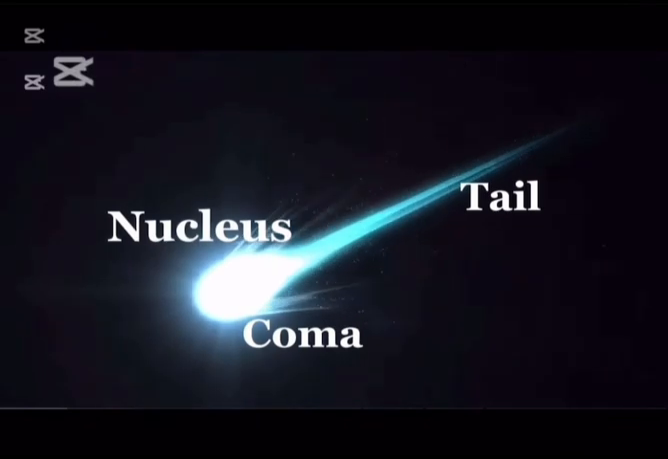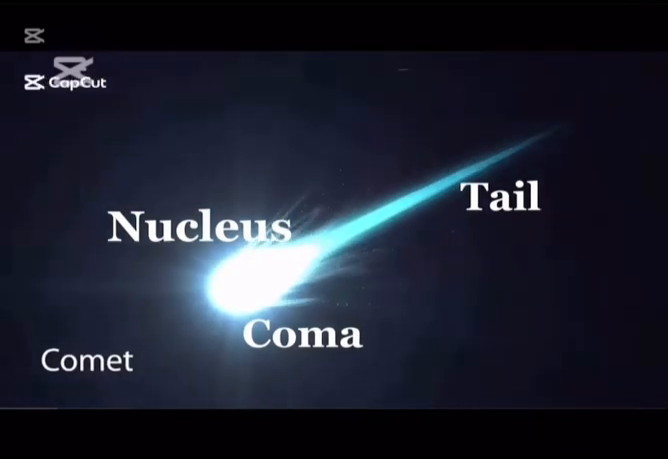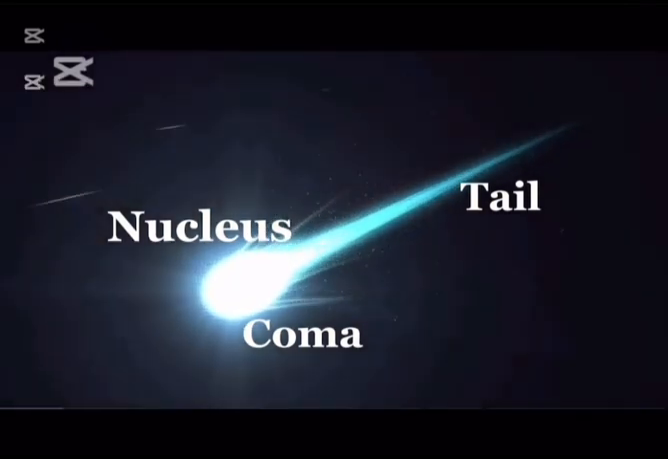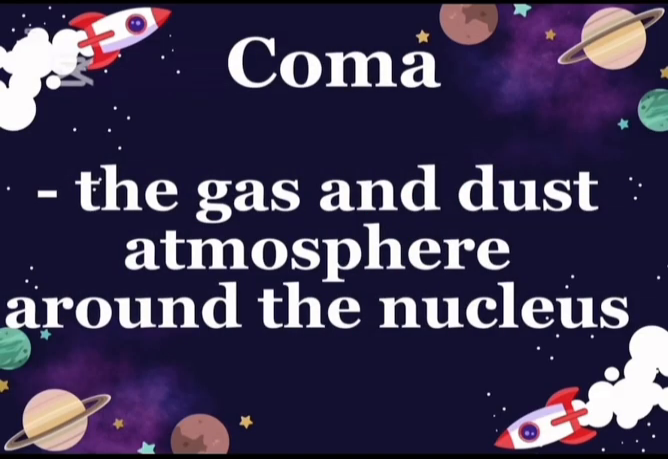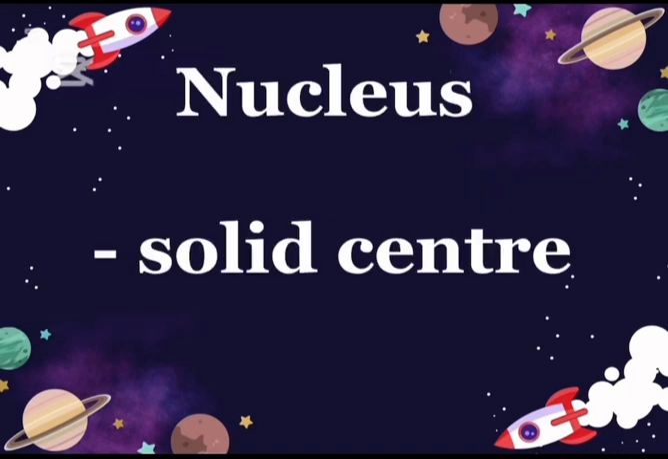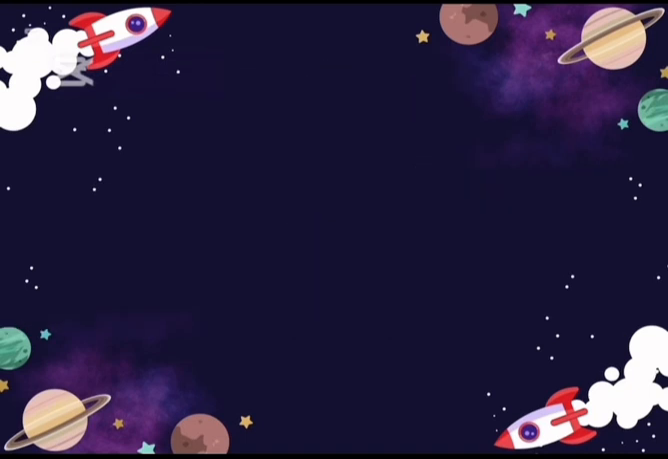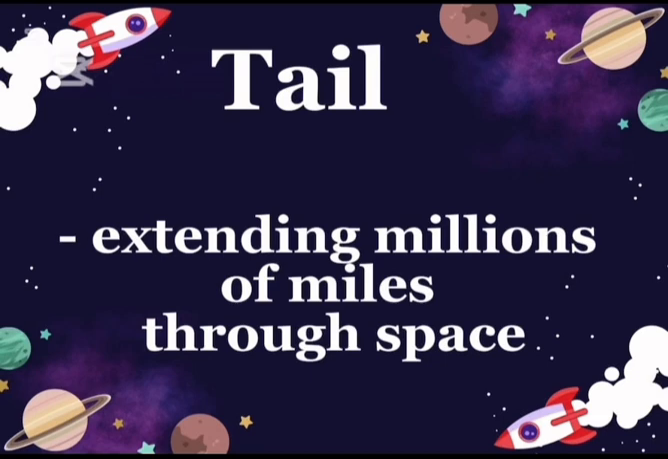Scientists also discovered a third type of comet tail, which is a faint tail of sodium. Comet tails are always pointing away from the sun, since they are shaped by sunlight and the solar wind. A comet has the following parts, namely nucleus, the solid center; coma, the gas and dust atmosphere around the nucleus; and tail, extending millions of miles through space.